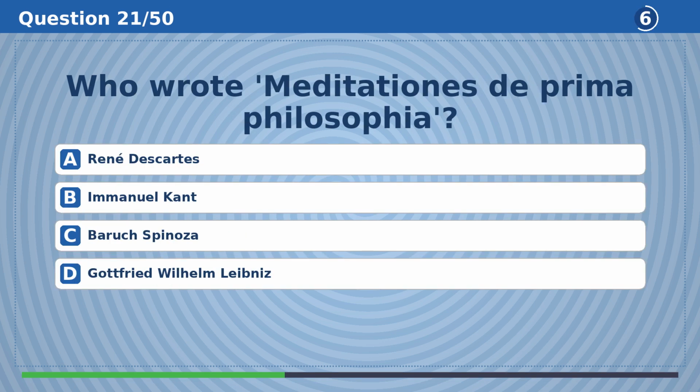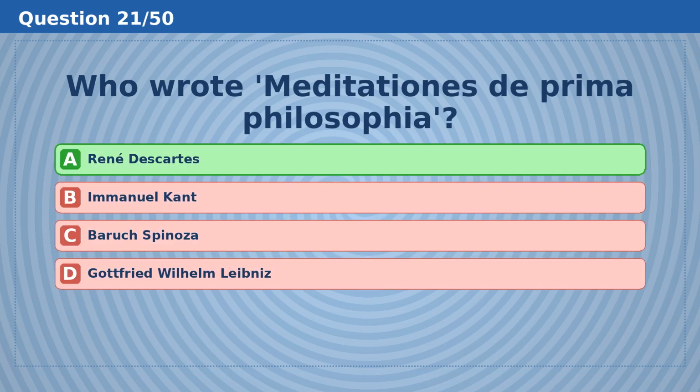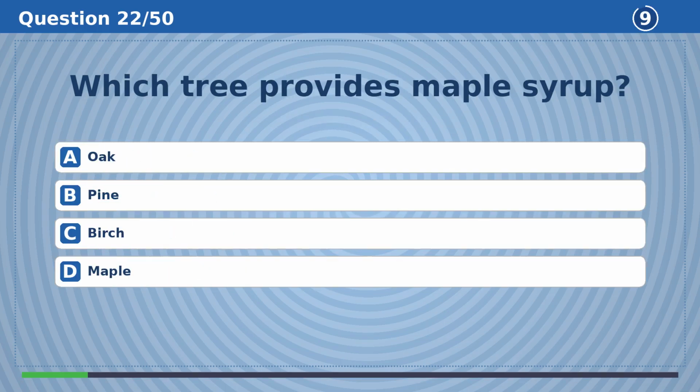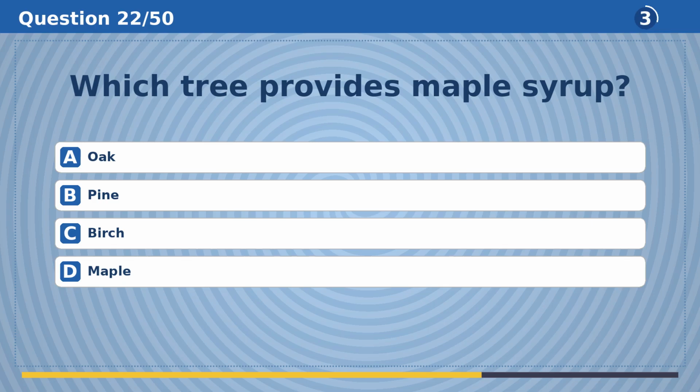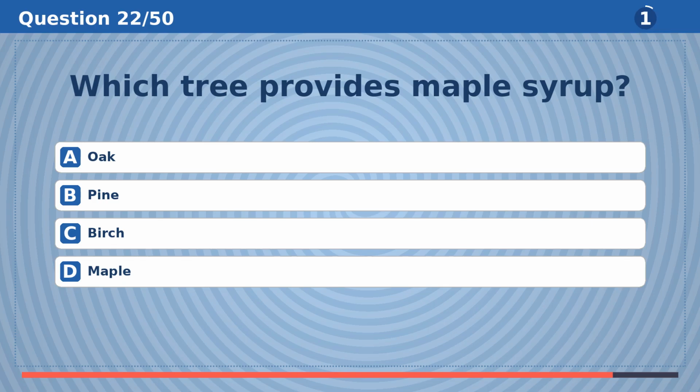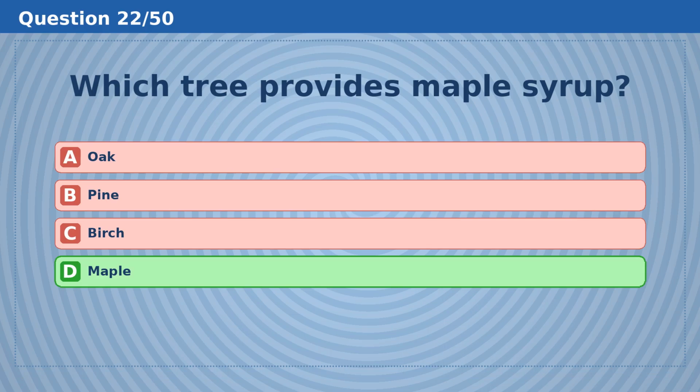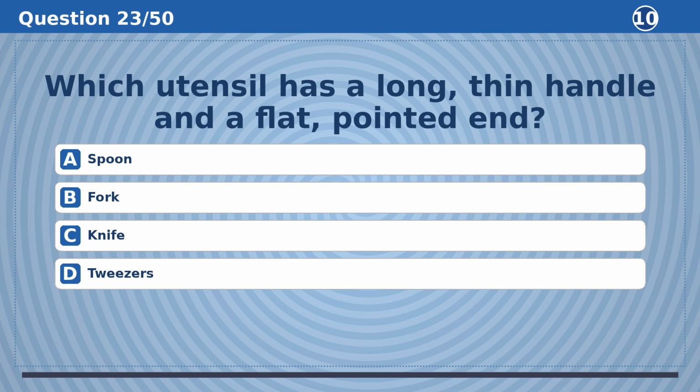Who wrote Meditations de Prima Philosophia? The answer is A. René Descartes. Which tree provides maple syrup? The answer is D. Maple.